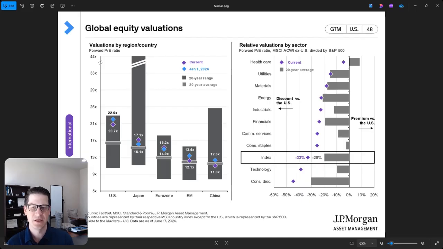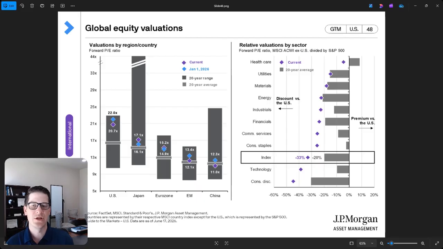On the left hand side, we have the multiple on our axis, and below the bottom axis, we have the different countries or regions. Here in the US right now, the purple diamond is the current valuation. The blue diamond is the valuation that area had on January 1st, 2026. The dark gray bar is the 20-year range that valuation has been, and the smaller light gray bar is the 20-year average.